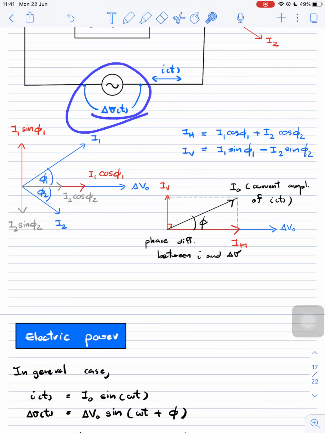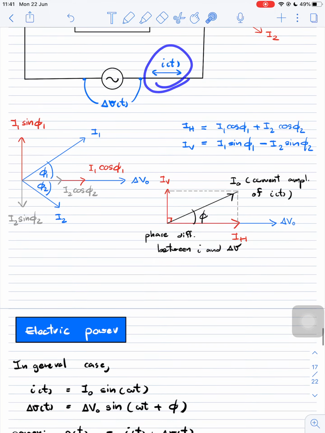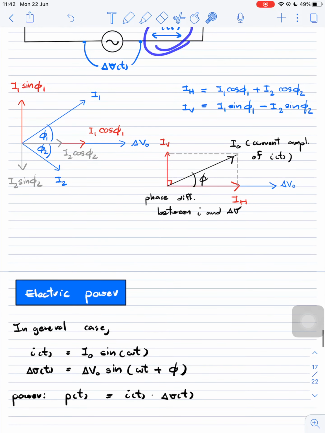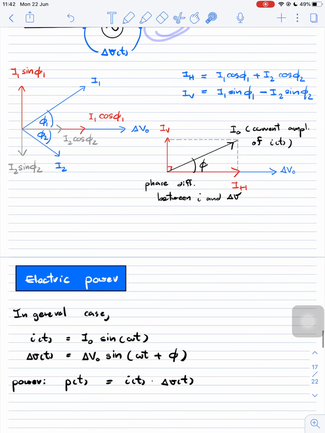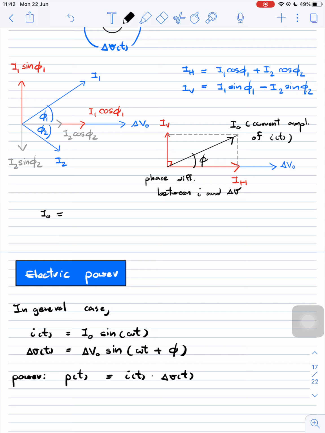Delta V is the potential difference across the source, and I is the current through the source here. We can use the Pythagorean theorem to find I naught, and we can use the trigonometric identity to find phi. I naught is equal to the square root of IH squared plus IV squared, and tan phi is equal to IV over IH.